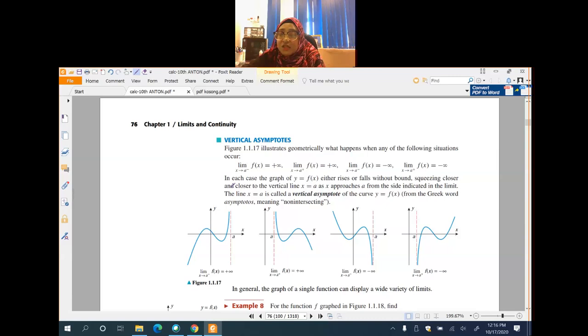Because it will disturb. Okay, so let's look at this figure here. We see that we have infinite limits for x tends to a from the left. The limit of f as x tends to a from the left gives you positive infinity in this case for the first figure. For the second one, the limit of f as x tends to a from the right is equal to plus infinity.